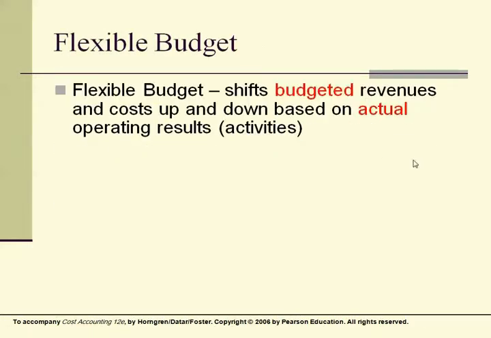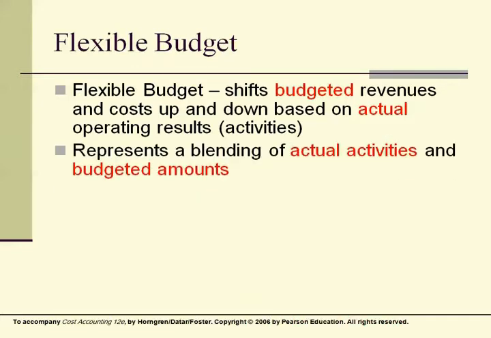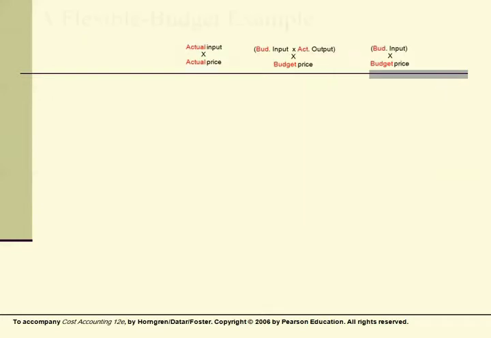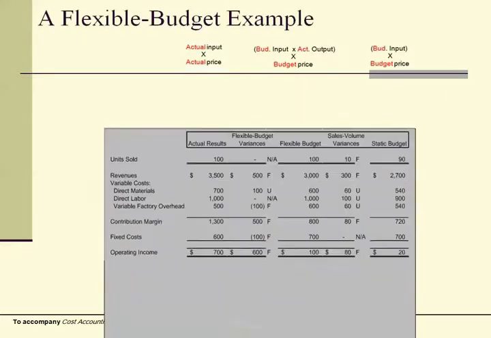Flexible budget. A flexible budget shifts budgeted revenues and costs up and down based on actual operating results or activities. It represents a blending of actual activities and budgeted amounts. It will allow for preparation of levels 2 and 3 variances. Flexible budget example.